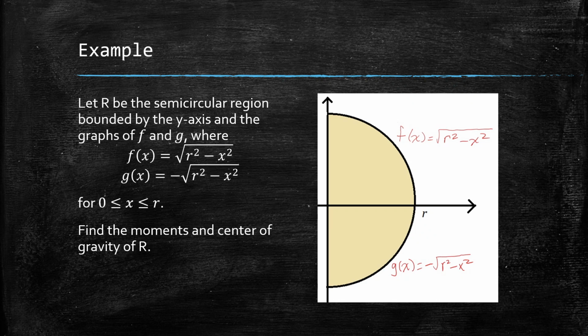So let's finish this off with an example where, let's say, we have a semicircular region bounded by the y-axis and the graphs of f and g, where f of x is the square root of 9 minus x squared and g of x is the negative square root of 9 minus x squared, where x is between 0 and r. So again, it's a semicircle centered at the origin, and it's the right side of the circle. And we're to find the moments and center of mass, or center of gravity, same thing, of this region R.